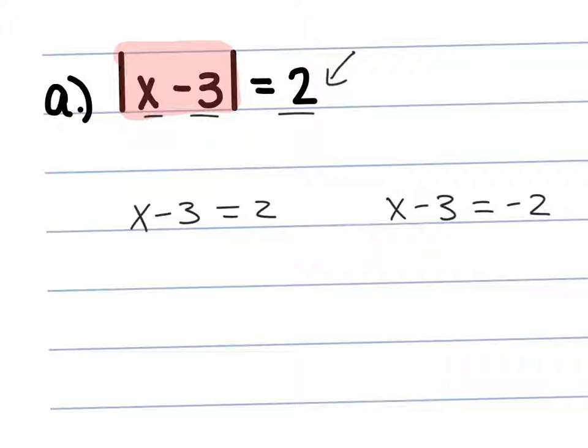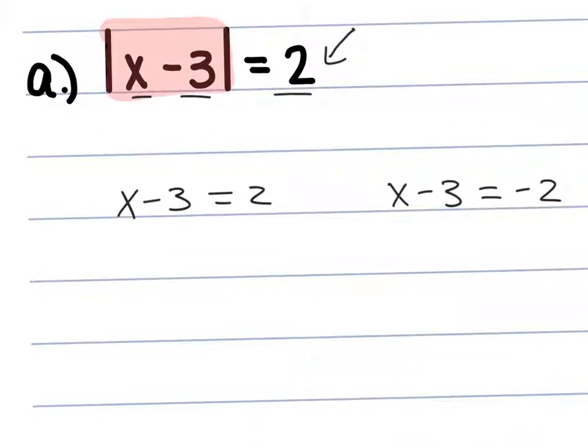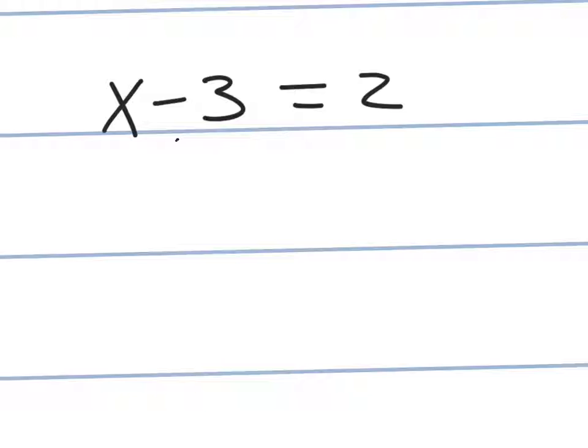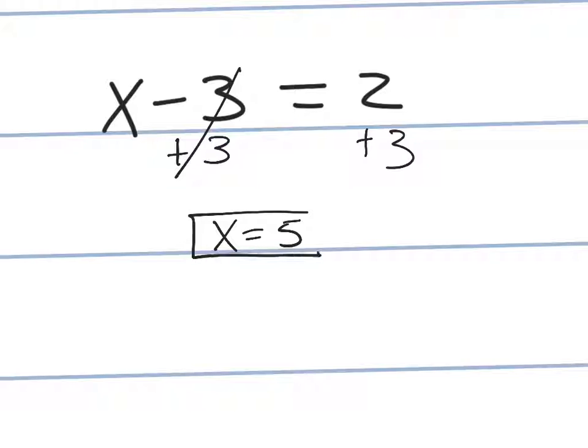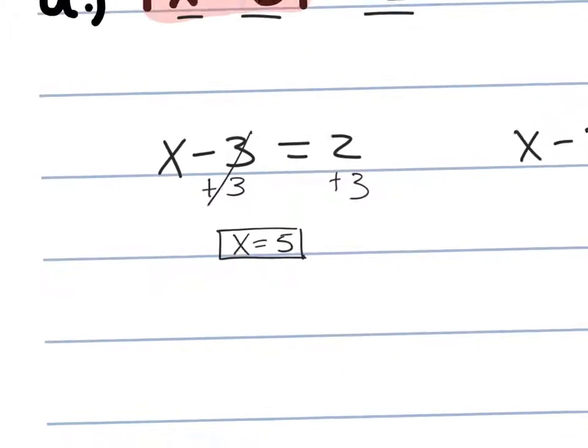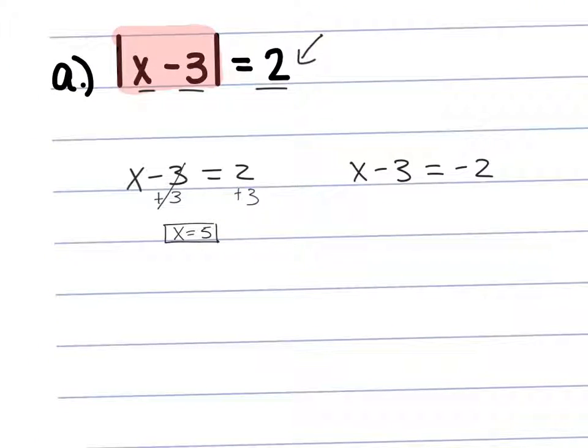So really what we need to do here is solve both equations. There was nothing to do ahead of time. We didn't need to move anything over to the other side. So what we did yesterday was we added 3 to both sides. We got x was equal to 5. That was one of the answers. Remember, expect with absolute values that you are giving two answers.